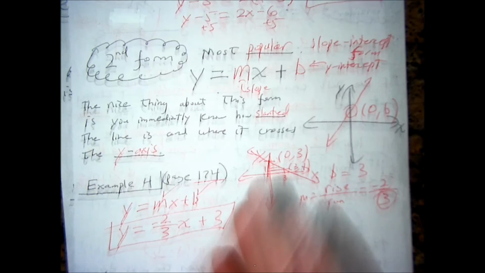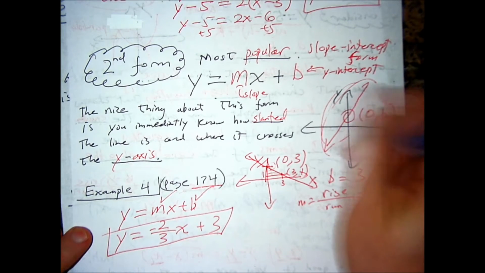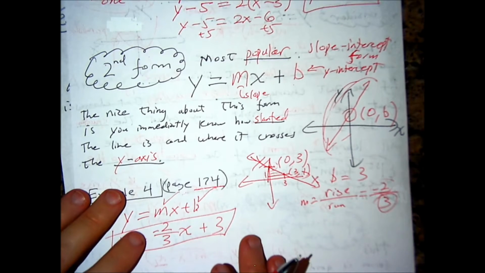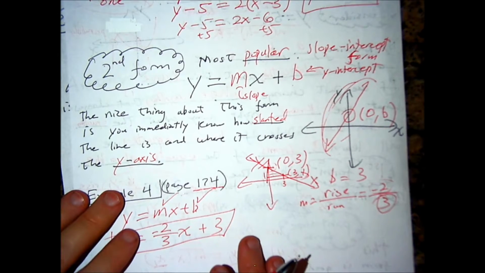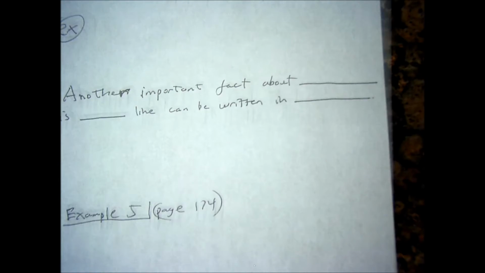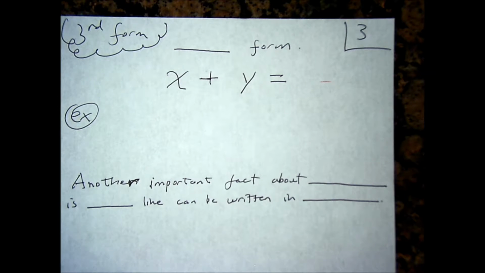Okay, so that's a popular form because it tells you a lot about the nature of the line, how slanted it is and everything. So it's a very easy form to work with. I think that's why students like it a lot. Okay, third form. The third form is called standard form, and this is probably students' least favorite form.